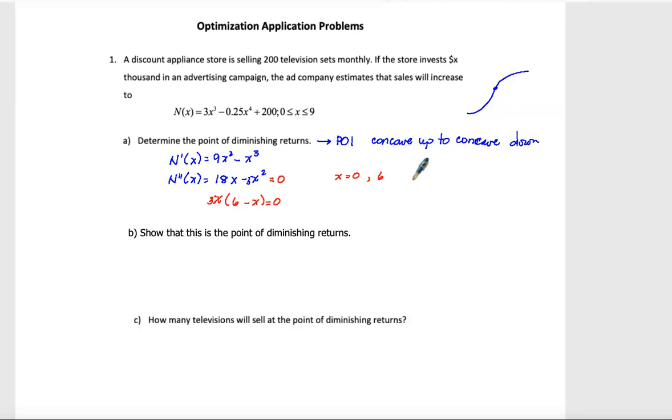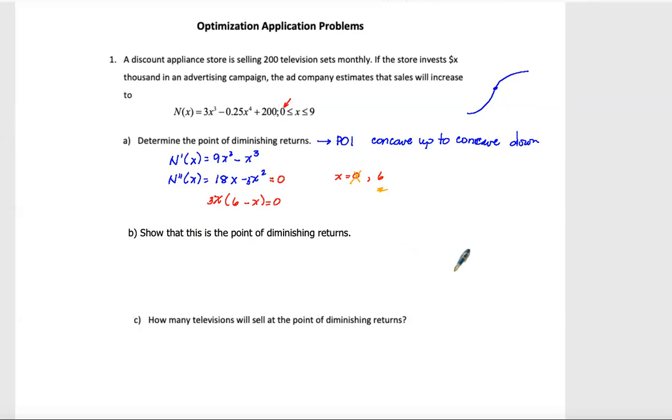Now if you take a look, we have 2 points of inflection here. However, your lowest boundary here is equal to 0, so there is nothing to the left of 0. So 0 cannot be a point of inflection because we do not have any curve to the left of 0, so we don't have a change in concavity. So we can discard the 0 and just use x equals 6. So the x value of the point of diminishing returns is equal to 6.